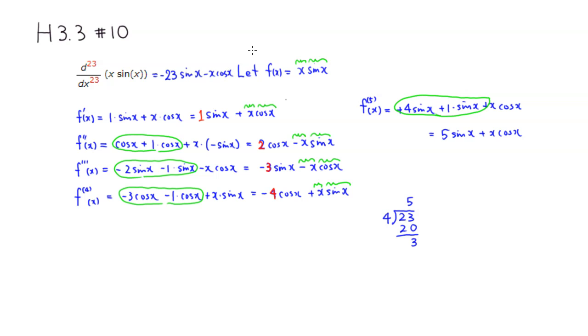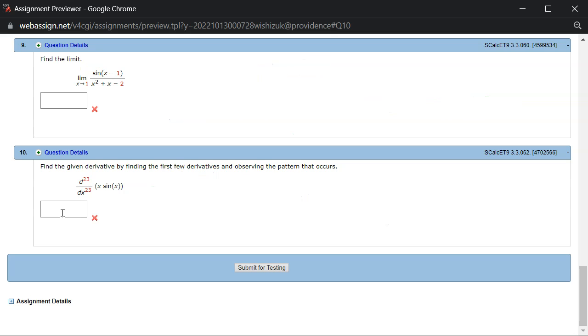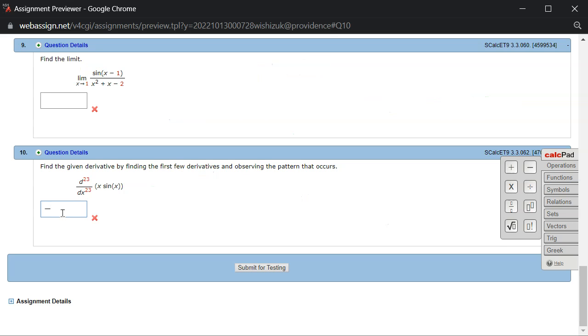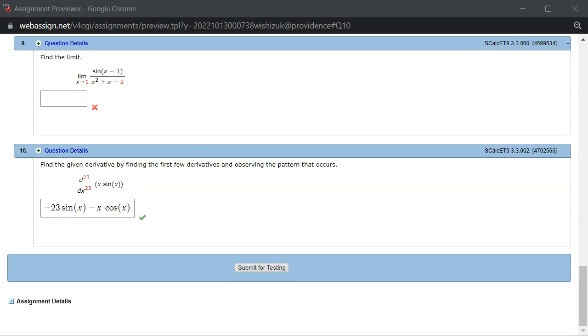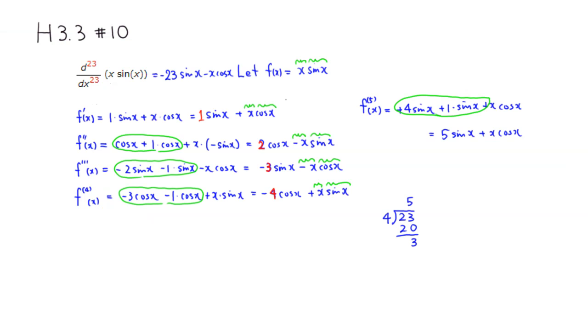All right, so let's type it in. Pattern-wise we have negative 23 sine of x minus x times cosine of x. All right, let's check the answer. All right, I came back and it looks like we got the 23rd derivative correctly. All right, that's it. I hope that this was clear.